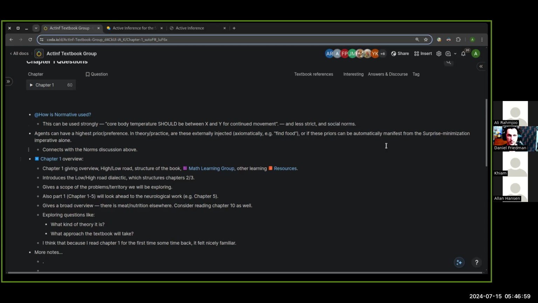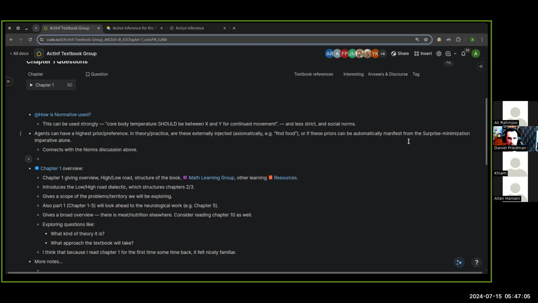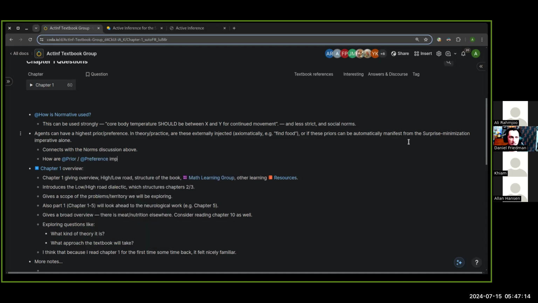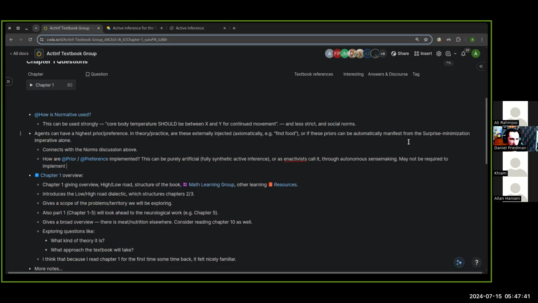Well, regarding Michael's question about how exactly priors and preferences are implemented in the agent, I believe it's both. It can be implemented in an artificial way, or it can arise, as enactivists would call it, through sense making. So it can be pretty autonomous, and it's not required to implement those priors and preferences through some external implementation.